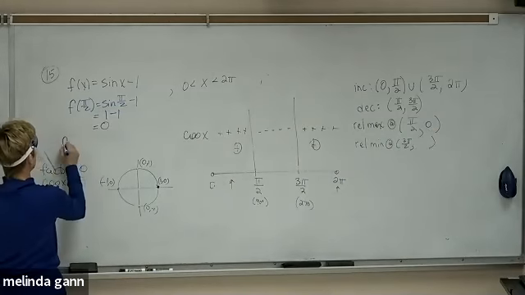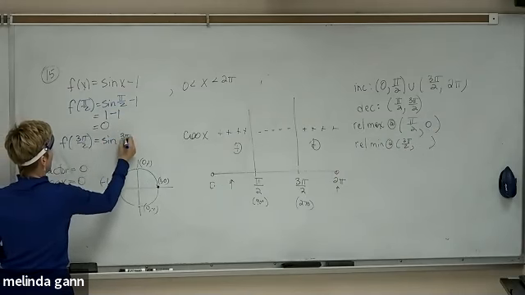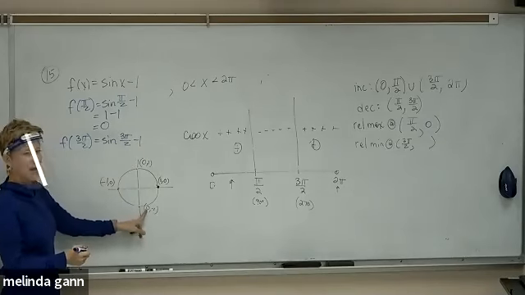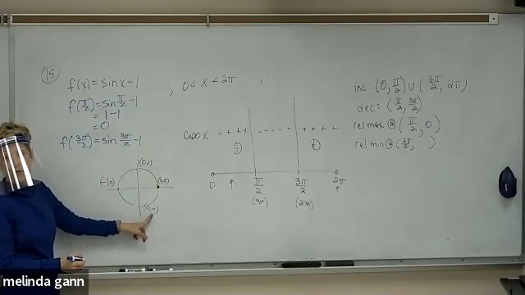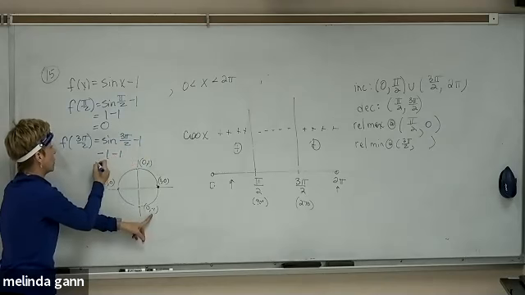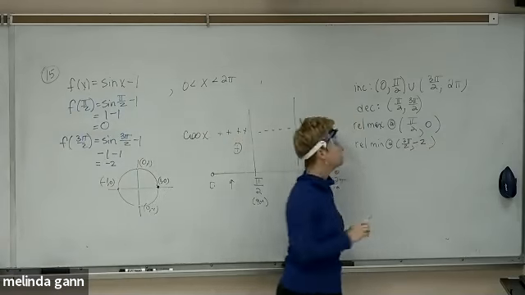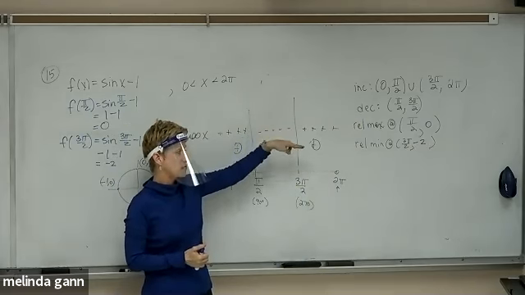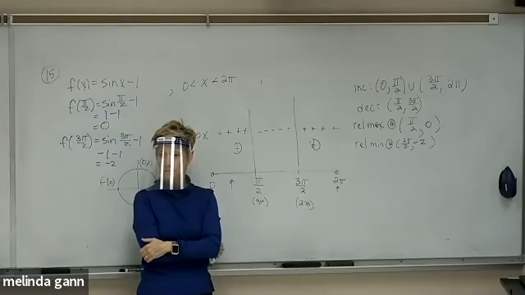Same thing. What if I plugged in instead 3 pi over 2? Then I've got the sine of 3 pi over 2 minus 1. 3 pi over 2 is 270, correct? So what's the sine right here? It's not 1, it's negative 1. So what's negative 1 minus 1 going to give me? So that's where my function increases and decreases. That's its relative max and its relative min. And that will be helpful when I go to graph it.